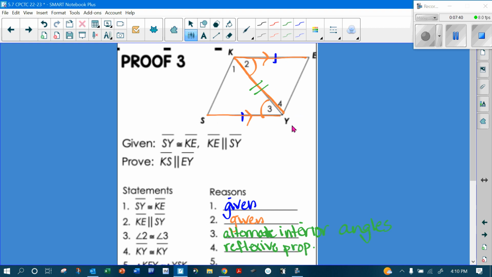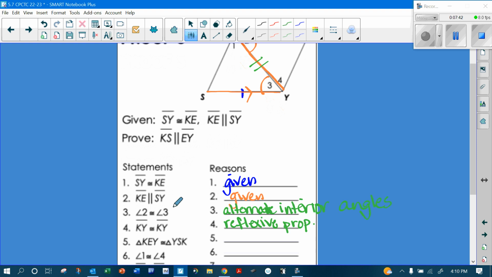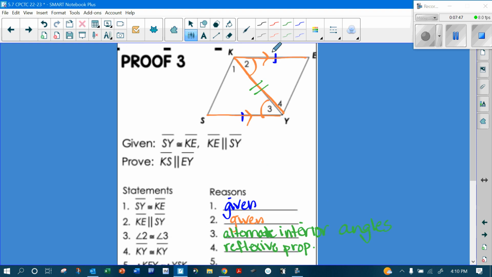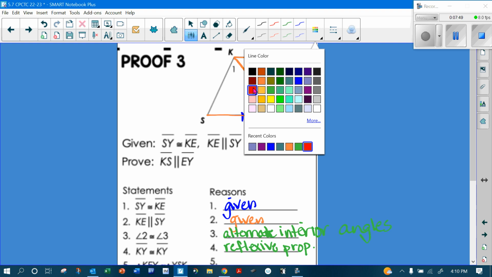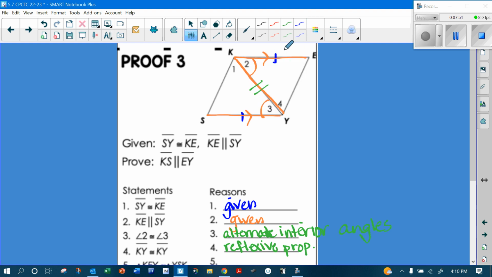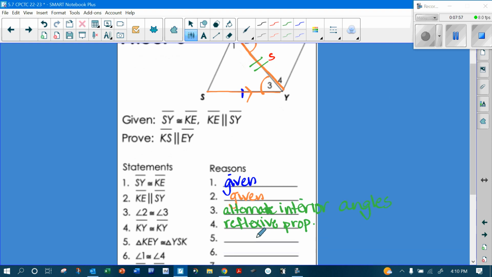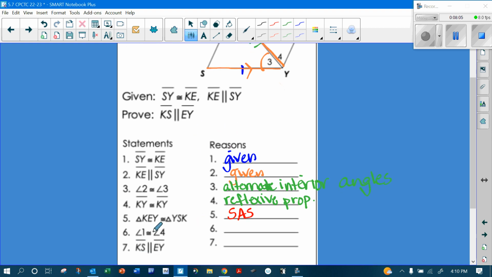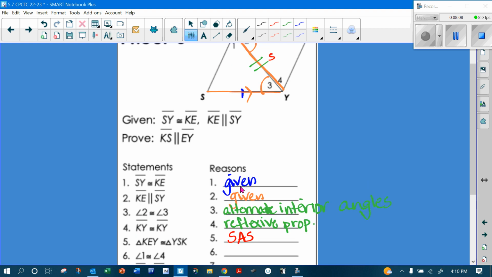So now, triangle KEY. So I'm going to look at what three pieces I know. I know this side, I know this angle, and I know this side. This is side, angle, side. So these two triangles are congruent by side, angle, side. And therefore, I can prove that angle 1 is congruent to angle 4.